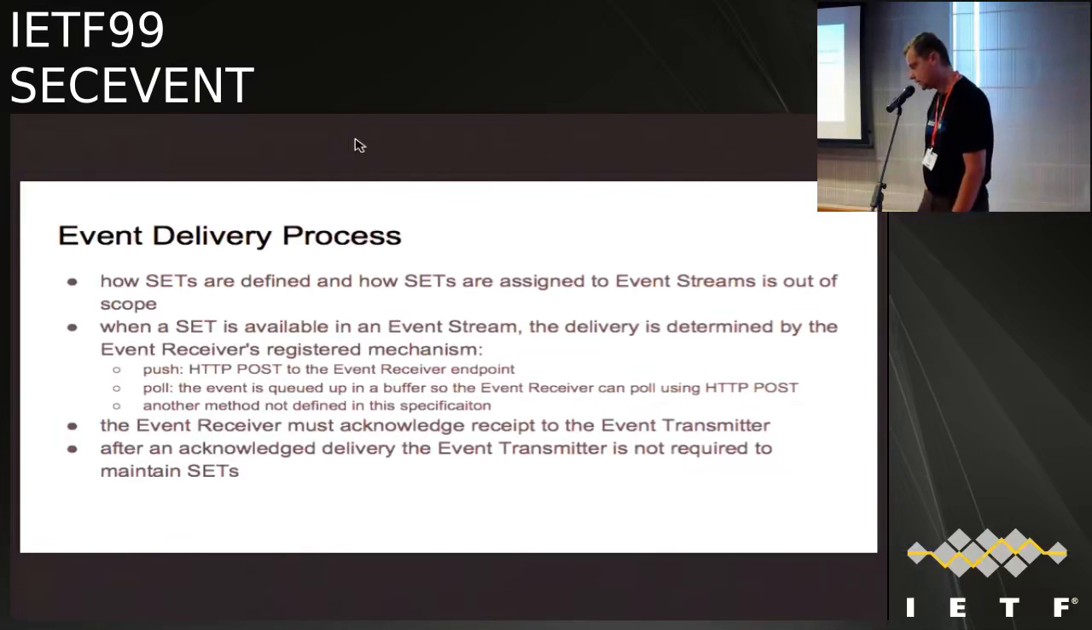So first of all, the way the sets are defined and how the streams are assigned to sets is out of scope for this draft. The event receiver has to register with the transmitter a delivery mechanism, and that's how they are delivered in the stream. There are two defined. One is push, as I mentioned, an HTTP post to an endpoint defined by the event receiver, and poll, where the transmitter is queuing the events up in a buffer, and then the receiver is doing a periodic poll to retrieve them. And it also has to be noted that other methods of delivery can be defined outside of this draft.